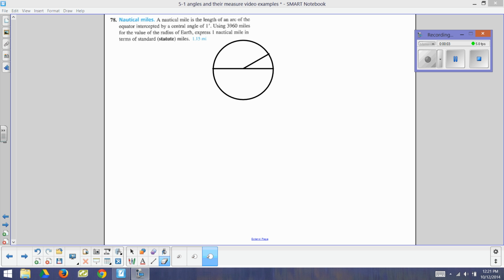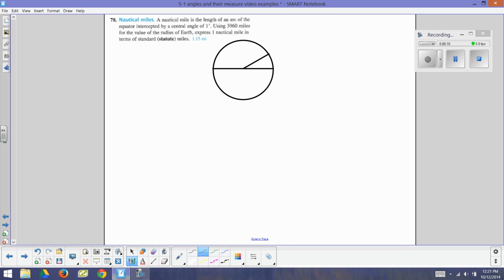A nautical mile is the length of an arc of the equator intersected by a central angle of 1 minute. Using 3,960 miles for the value of the radius of the Earth, express 1 nautical mile in terms of a standard mile. So there's my angle right there. That is 1 minute. 1 minute, if you convert it, is 1/60th of a degree.